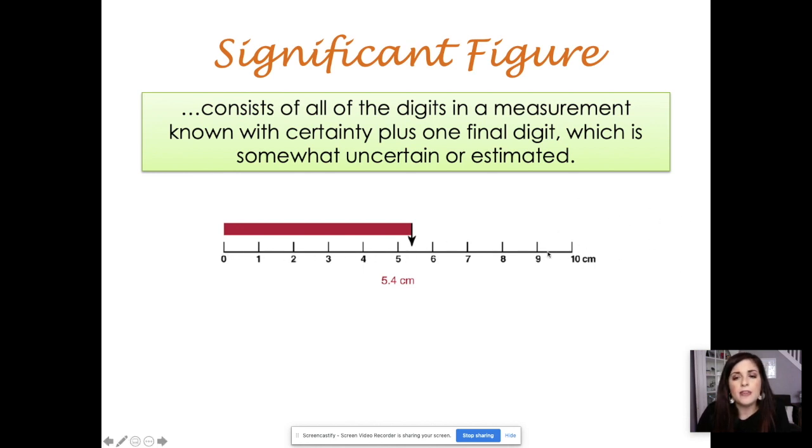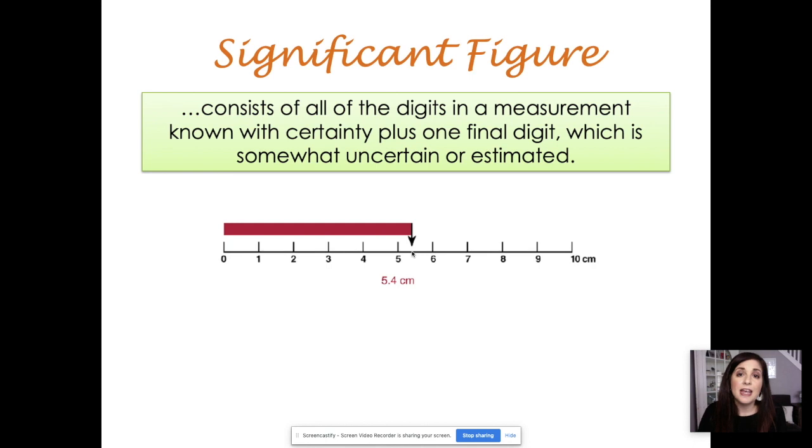Now, if we were reading the length of this, we can only be so exact based on this particular measuring device. We can say for certain that this red line is between 5 and 6. We know for sure that this measurement is about 5 centimeters. However, we can estimate one more digit beyond what that's reading. If you look closely, this isn't exactly in the middle, but it's about 5.4 centimeters. That 0.4 in the tenths place is somewhat uncertain.